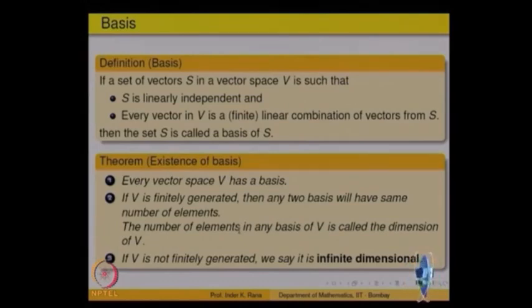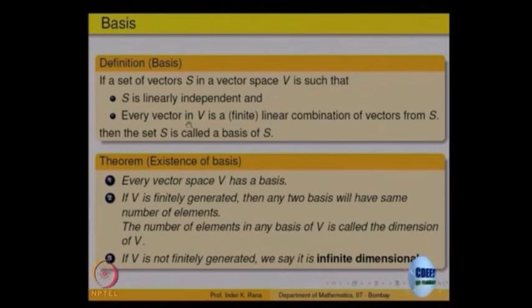Now, we have defined independence, we have defined what is generation. So, something which is independent and generates, we call that a basis of that vector space. So, what is a basis? It is a linearly independent set S, and every vector V is a linear combination, of course finite only, of elements of S. The finite number may change. So, S may not be finite, keep in mind.